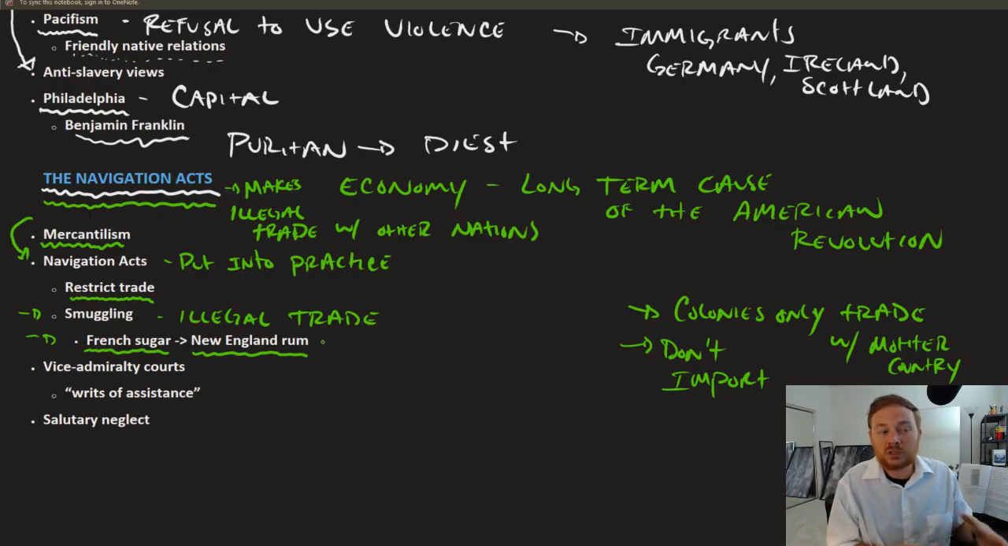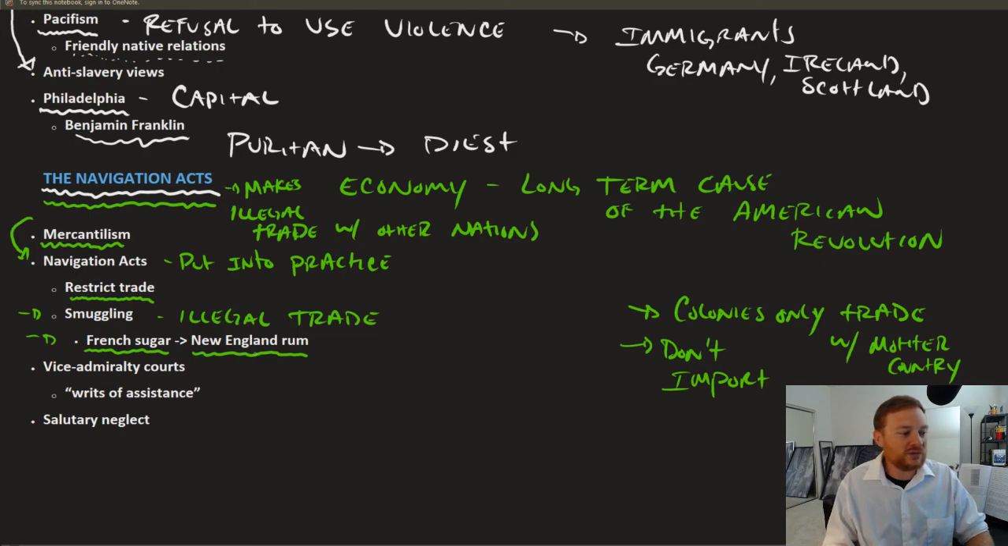Recall that in New England, those colonies were established mostly for religious reasons. So the struggle to make money was certainly felt. And so buying sugar from France, which was cheaper, turning it into rum, and then selling it was a way to make money. This was illegal under the Navigation Acts, but the New England colonists did it anyways.